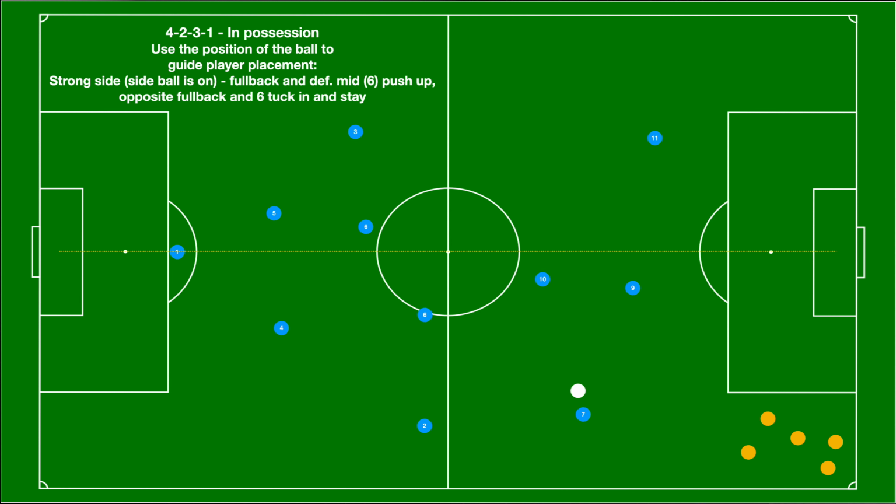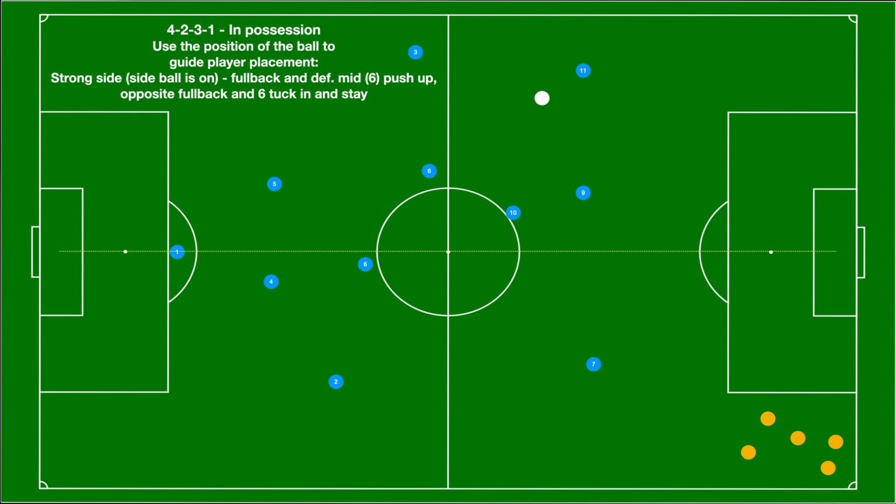If the ball switches sides, you can see now the 2 6s have reversed their play, otherwise known as that double pivot. They have pivoted back the other way, so now the player that was on the weak side is now on the strong side. They push forward. The 3 drops back to help support the 4 and the 5, and the 2 pushes forward to help support the 7 and the 6 who's pushed forward.